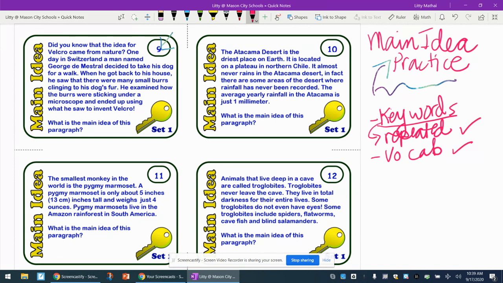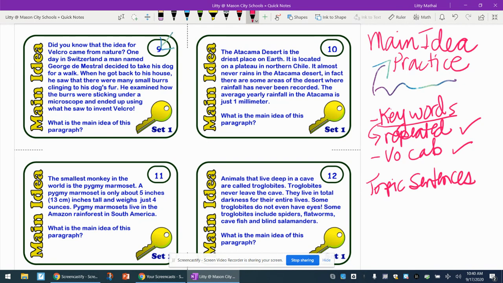Another thing I want you to really look at is whether there are any topic sentences right away that are usually in the beginning. Now, not all main ideas have topic sentences as the first sentence, but sometimes they do. So it just depends on the paragraph.